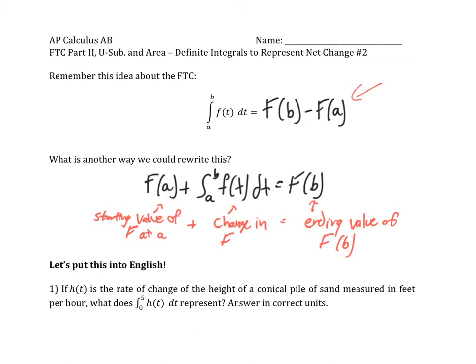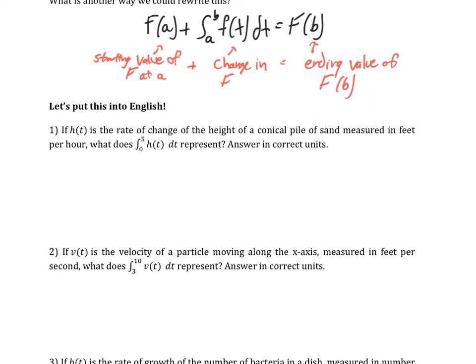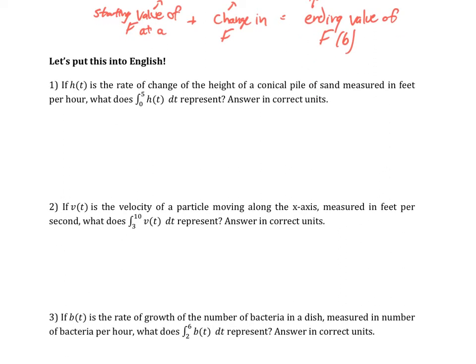So really, just to drive this home before we go into the meat of all this, let's quickly run through a few things and talk about what it means. So let's start off with this. If h of t is the rate of change of the height of a conical pile of sand measured in feet per hour, what does the integral from 0 to 5 of h of t dt represent? Answer in the correct units.